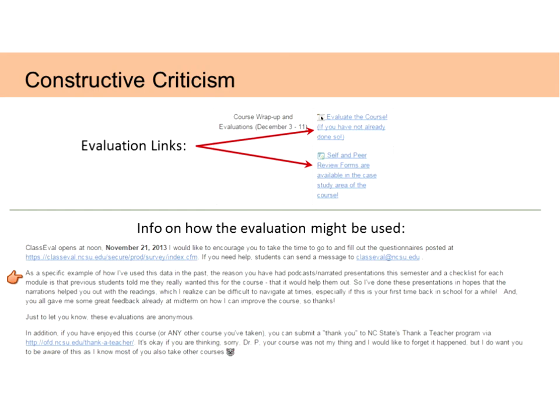And then I really want to bring your attention to two other pieces. This one is just to let you know the evaluations are anonymous, so that reminds students once again if they've forgotten or didn't know. And then the very last paragraph where it says, it's okay if you're thinking, sorry, Dr. P, your course was not my thing, and I would like to forget it happened. But I do want you to be aware of this, as I know most of you take other courses. So giving students that permission to put those negative things can sometimes mean a world of difference. Not saying they're going to put those negative things, but if you've given them the okay, they're probably feeling more comfortable about doing it.